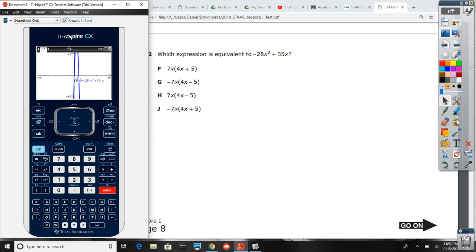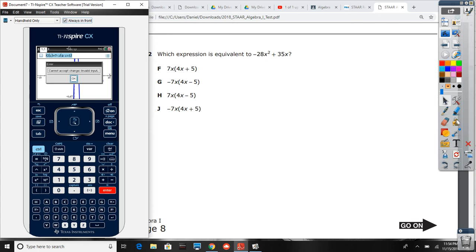And then I'm going to try answer choice F, which is 7x. Oh, I can't type it. I have to press tab first so I can have that little window again to type. So 7x, parentheses, 4x plus 5.